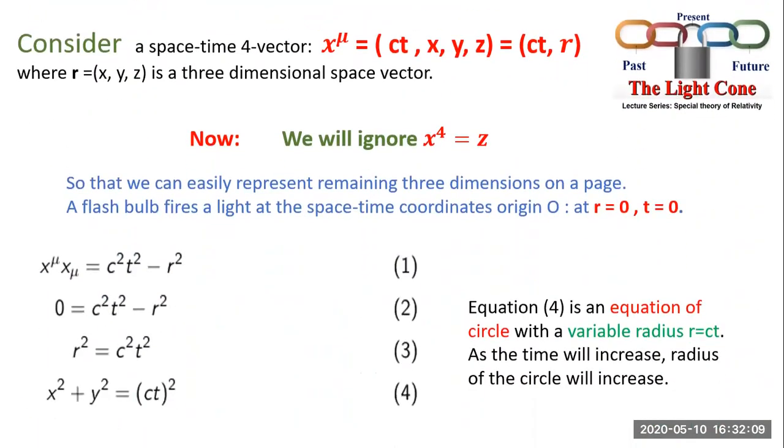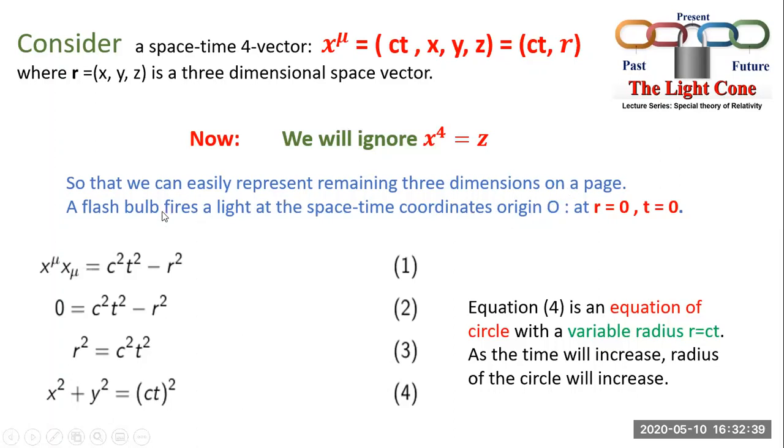Now we will dig into the mathematics of the light cone. Here we have a space-time contravariant 4 vector whose first component represents time. c is introduced with time to make the dimensions of length. Now we will ignore x raised to the power 4, the fourth component of the 4 vector, so that we can easily represent the remaining 3 dimensions on a page.